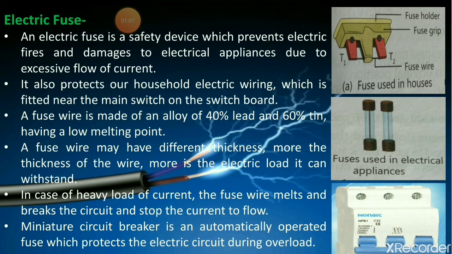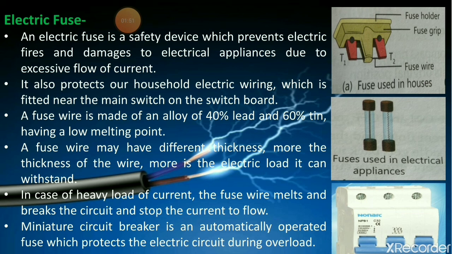Okay, so these electric fires, which are caused as a result of overloading, may be prevented by the proper use of a fuse. Now, this is the next application of the heating effect of electric current, that is, the electric fuse. An electric fuse, or normally just called a fuse, is a safety device which prevents electric fire and damage to electrical appliances due to excessive flow of current. Excessive flow of current means overloading. So a fuse is a safety device in an electric circuit which prevents short circuit.